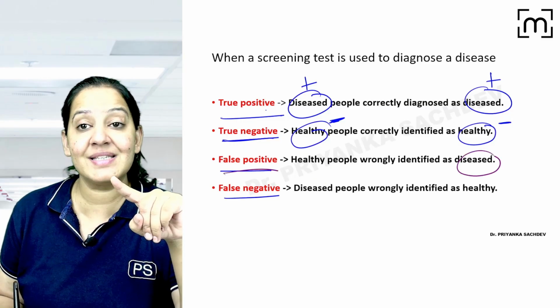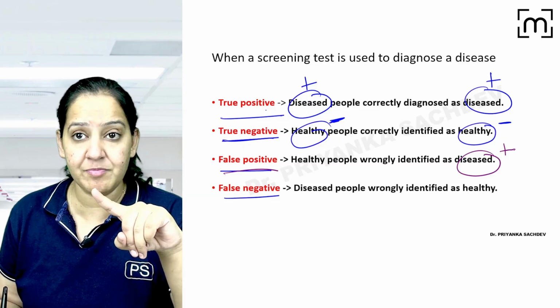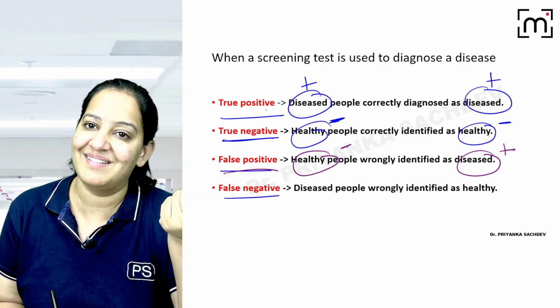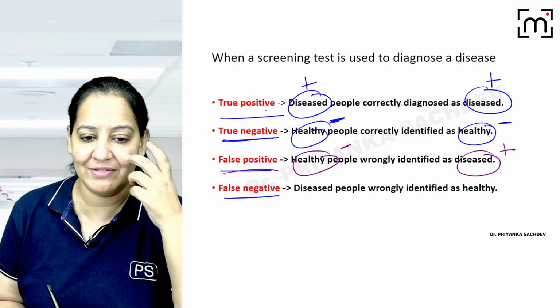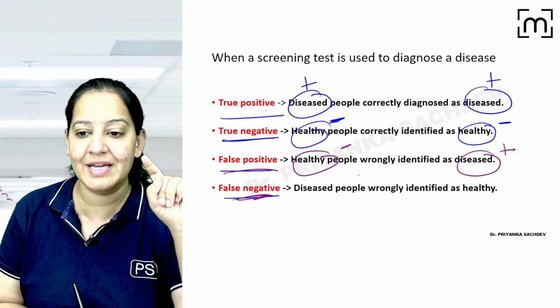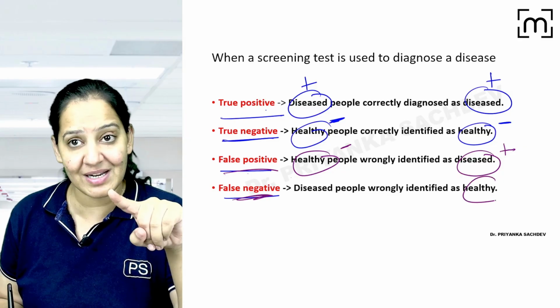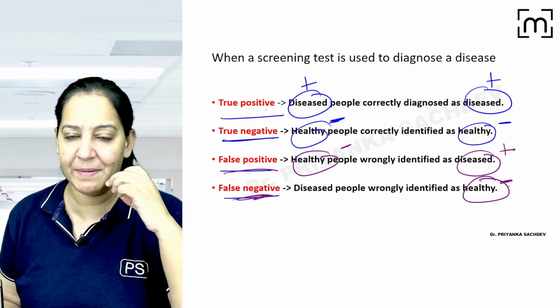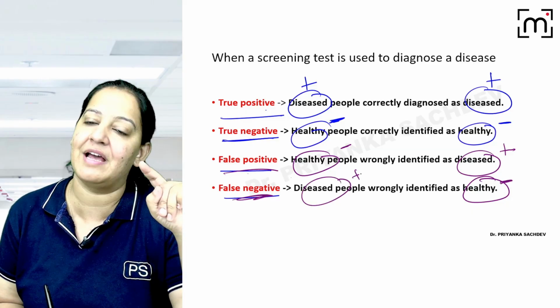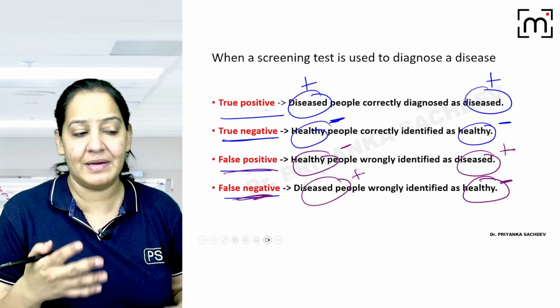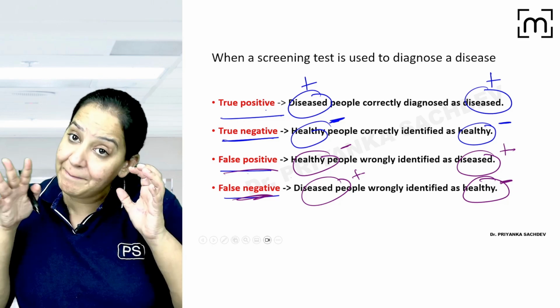What are false positive? The test result says that you have the disease. The test result is positive, but actually the person is healthy. The person doesn't have the disease. These are false positive. What are false negative? The test results say that you are healthy, but actually the person has the disease. I guess you can understand. The language may be different, the words may be different, but the meaning is same.